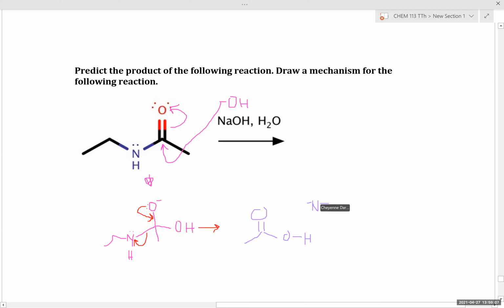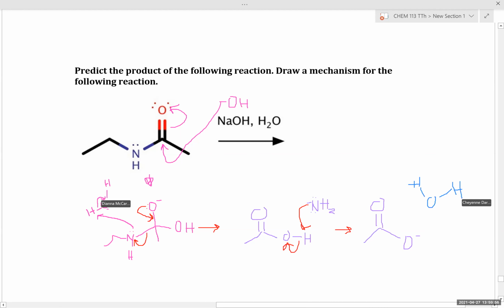As our last cleanup step, as we're working under basic conditions, and because we have this basic amide anion floating around, it will quickly go and deprotonate our carboxylic acid. Perfect. And that gives us the carboxylate ion. Sure. You can draw it that way, though it's typically common to separate the loss of the leaving group and the protonation step.